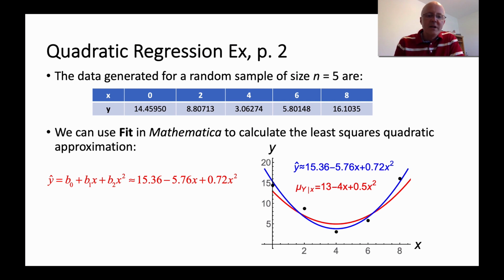So Fit in Mathematica went ahead and calculated this regression equation for me. And here was the corresponding graph I got for these data and this equation. Again, this is sample data, random sample data. The RandomVariate of the normal distribution generated this random sample data for me.